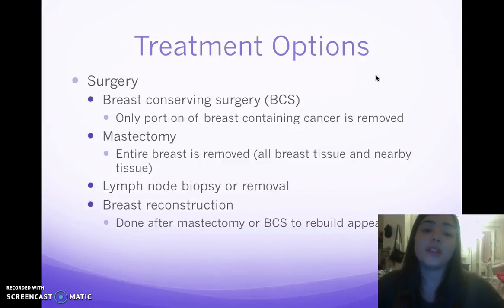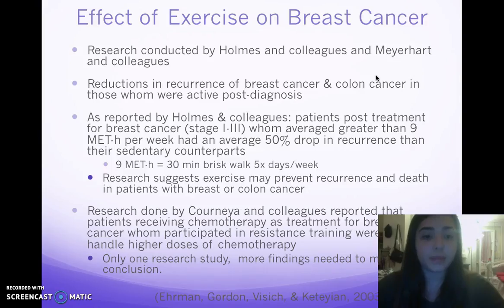Different types of surgeries. There's breast conserving surgery, in which only a portion of the breast containing cancer is removed. A mastectomy, in which the entire breast tissue is removed. Lymph node biopsy, which is a removal of the lymph node, or breast reconstruction, which is done after any of these surgeries to bring the breast back to normal before surgery.